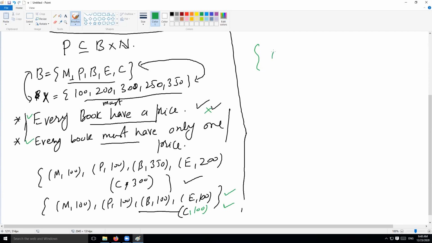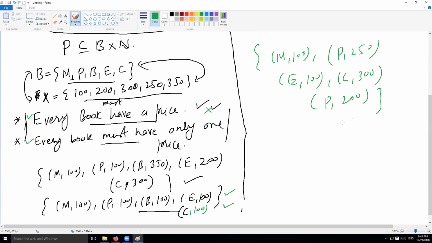How about this one? If I say that I have M 100 and P 250 and E is also 100 and C is 300, and I say that P has 200. Is this a relationship that satisfies both properties? No, sir. Why? Because P is doubled. There is one book which has two prices. That's nonsense. How can one book have two prices? So that's one reason it doesn't satisfy this condition.